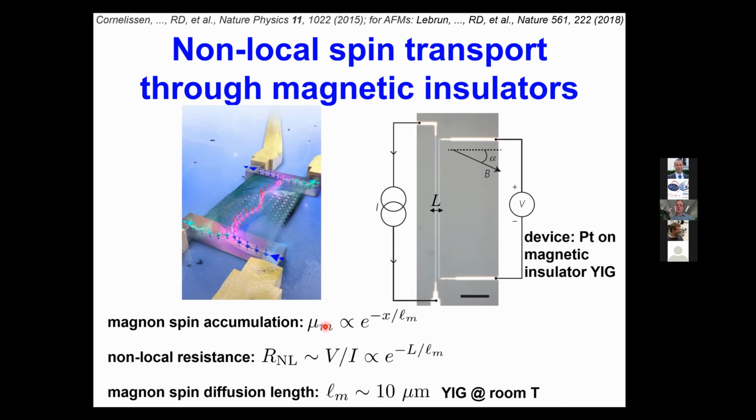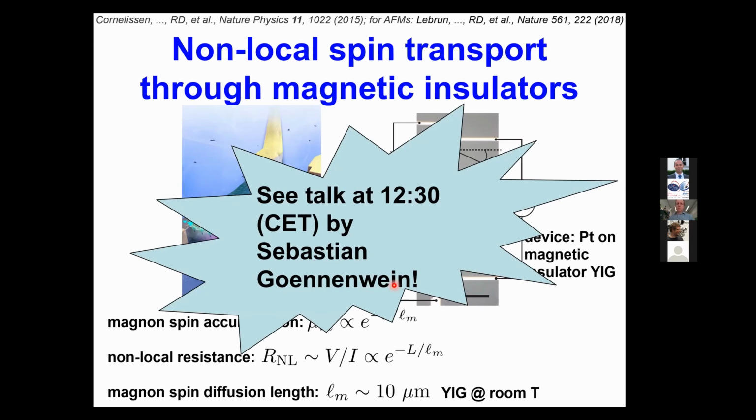Magnons are not conserved, but are nearly conserved. This allows you to introduce a spin accumulation. And this spin accumulation, like in the electronic case, decays exponentially. In the experiment, it's found that this diffusion length is 10 micrometers. One of the nice things about this experiment is that it beat all electronic systems, or at least rivaled the record electronic system in its first attempt. I won't say much more about the experiment. There's a talk at 12:30 by Sebastian.